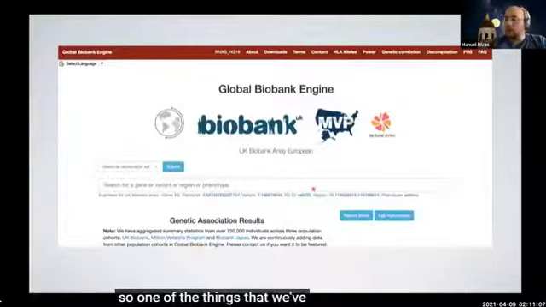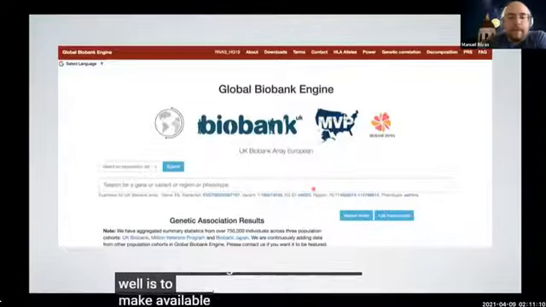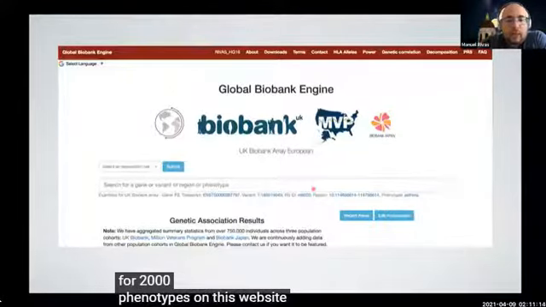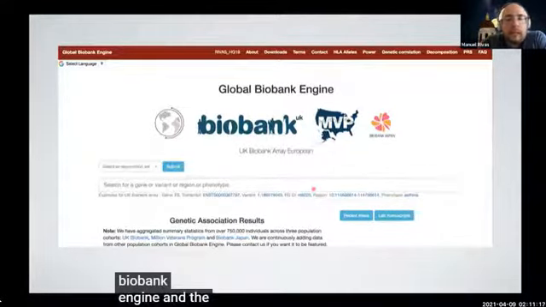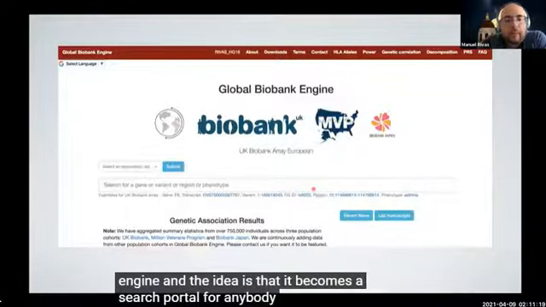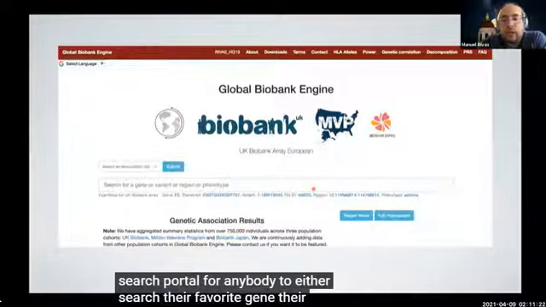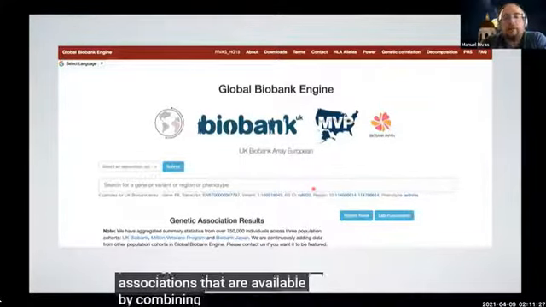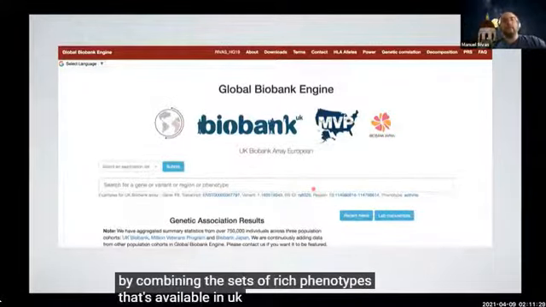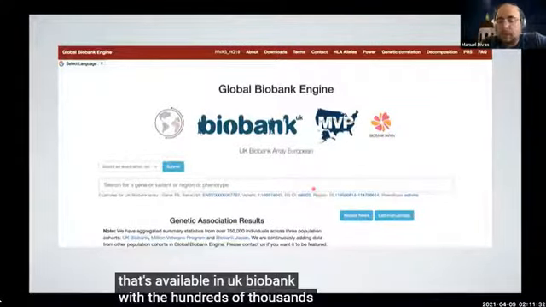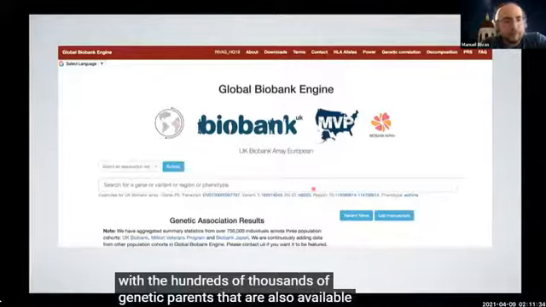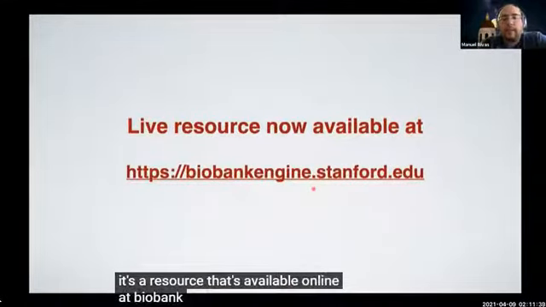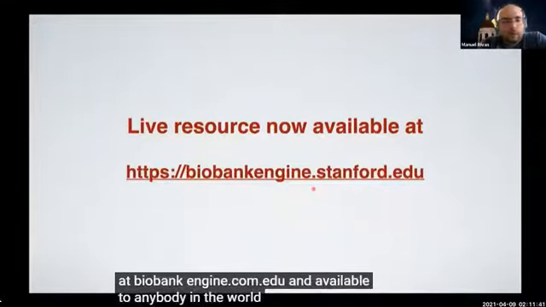So one of the things that we've done as well is to make available the genetic associations for 2,000 phenotypes on this website called Global Biobank Engine. And the idea is that it becomes a search portal for anybody to either search their favorite gene, their favorite variant or phenotype, and browse the set of associations that are available by combining the sets of rich phenotypes that's available in UK Biobank with the hundreds of thousands of genetic variants that are also available. It's a resource that's available online at biobankengine.stanford.edu and available to anybody in the world.